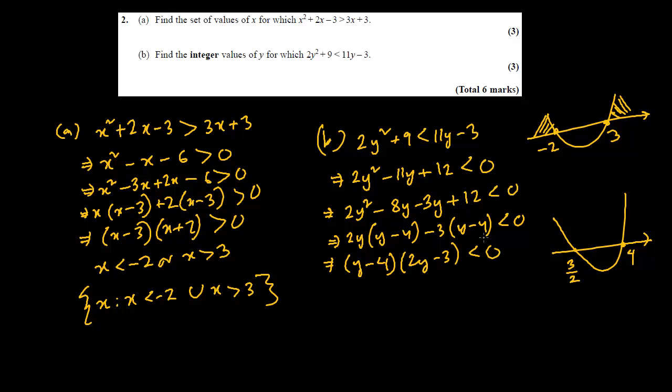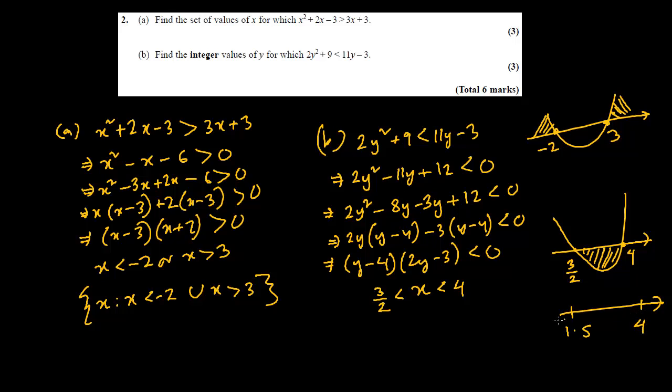Now this time it is less than, so below this line and between the curve and the line is the region we are looking for. So x is between 3 by 2, which is 1.5, and 4. But this time they didn't say write down the set of values, they said write down the integer values. So let's check using a number line over here. 3 by 2 is 1.5 and this is 4.